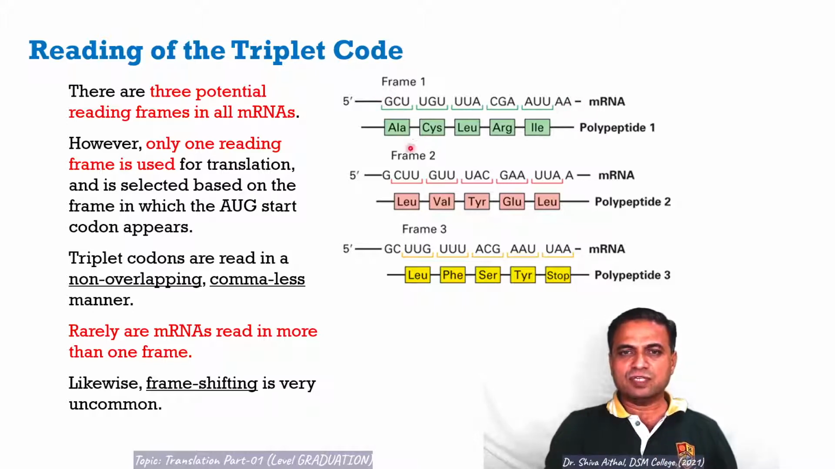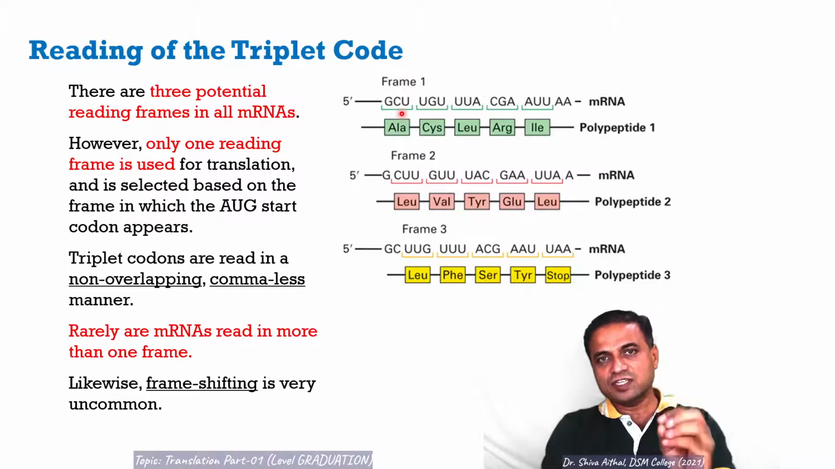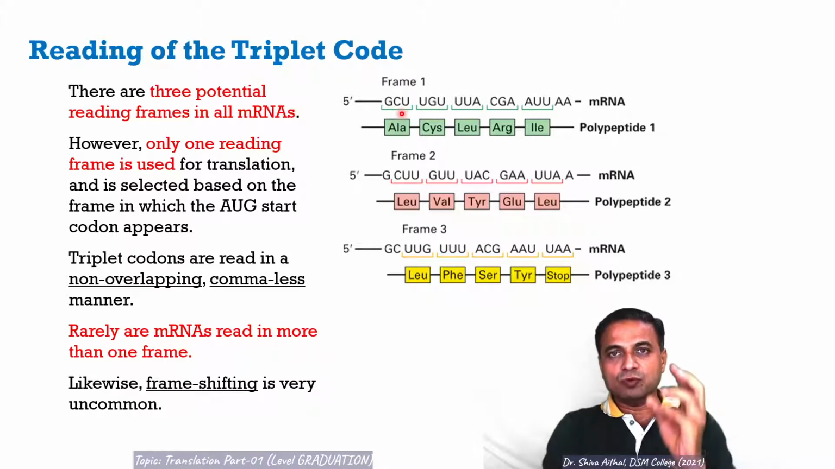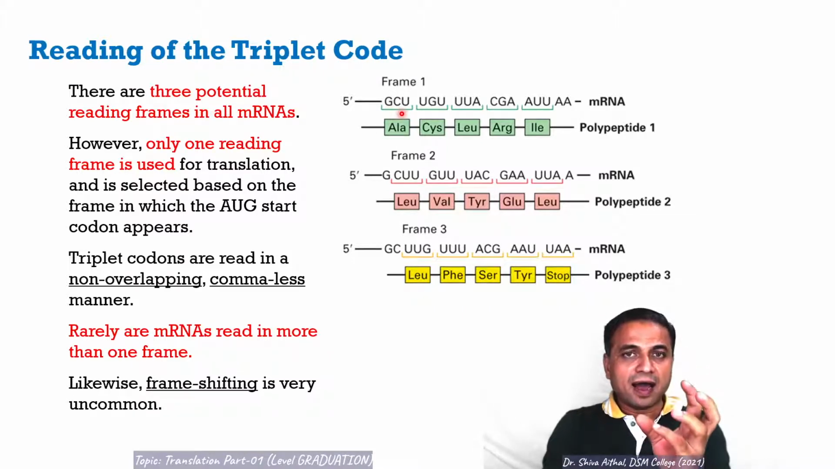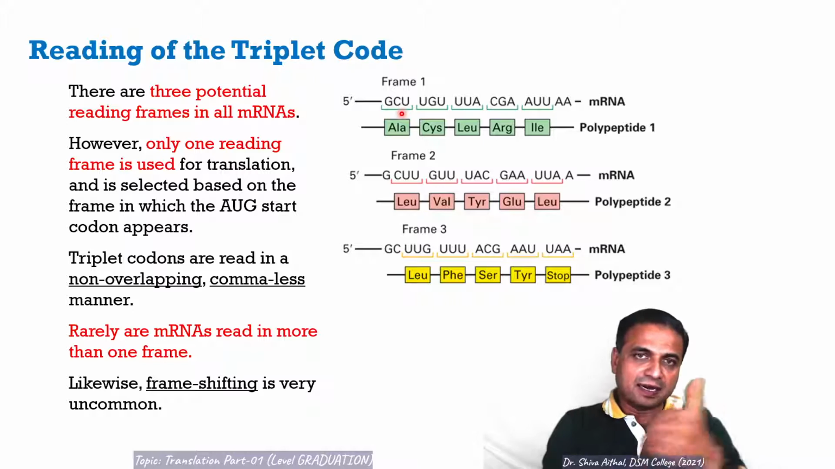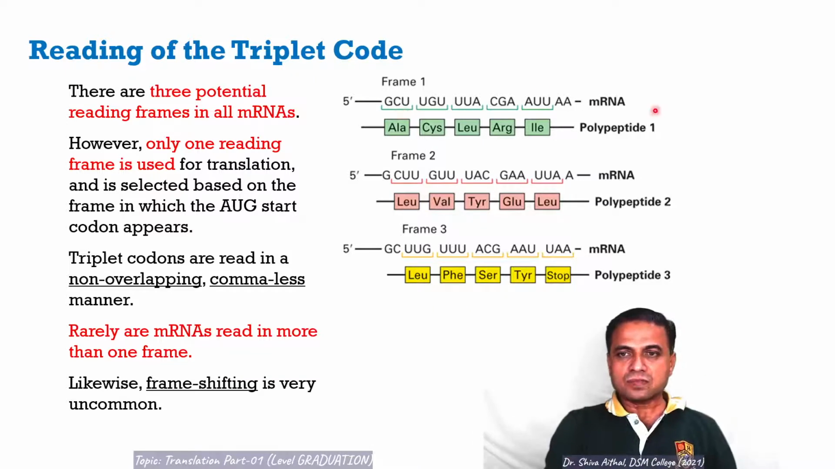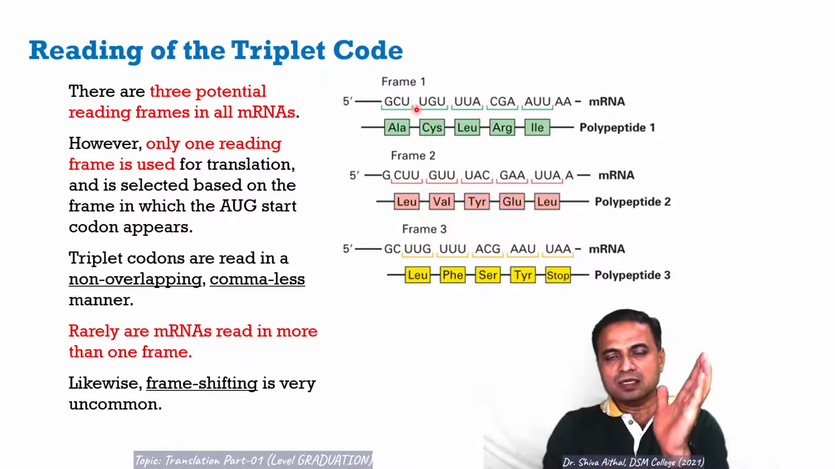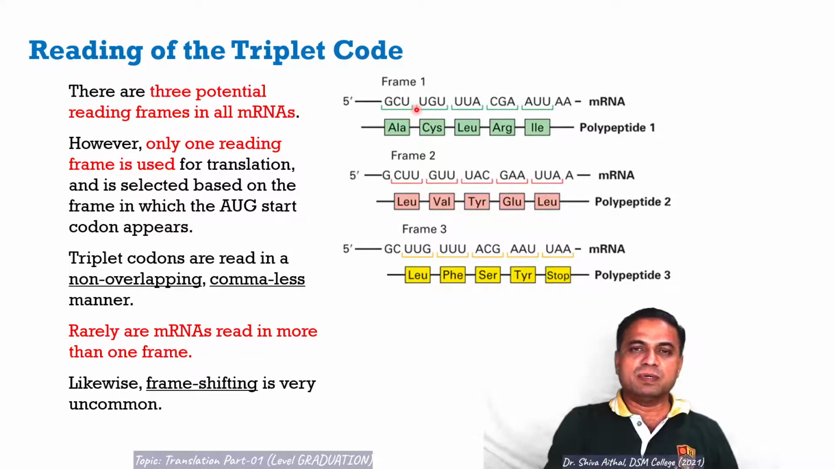Frame 1 is also the same, frame 2 is also the same, frame 3 is also the same. Now, it all depends upon which is the first nitrogen base that the rRNA recognizes, so that the subsequent nucleotides will be read in triplets. See here, in frame 1, GCU is recognized. As it is a non-overlapping and comma-less code, subsequent nitrogen bases will be read in triplets.